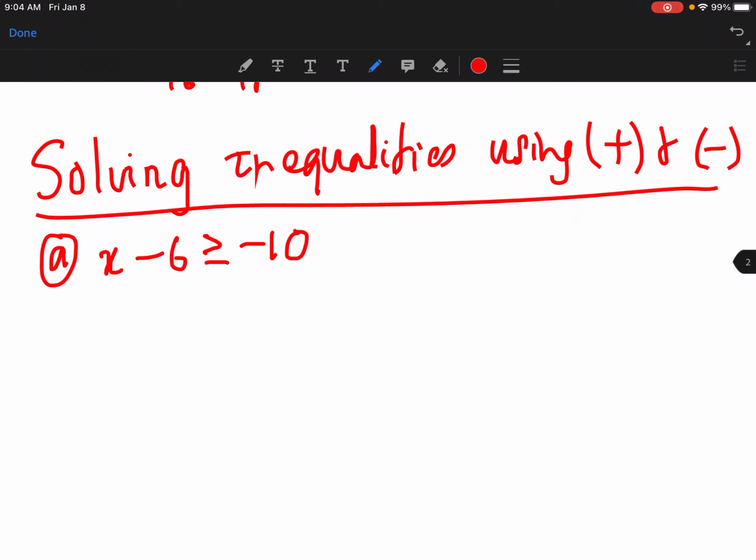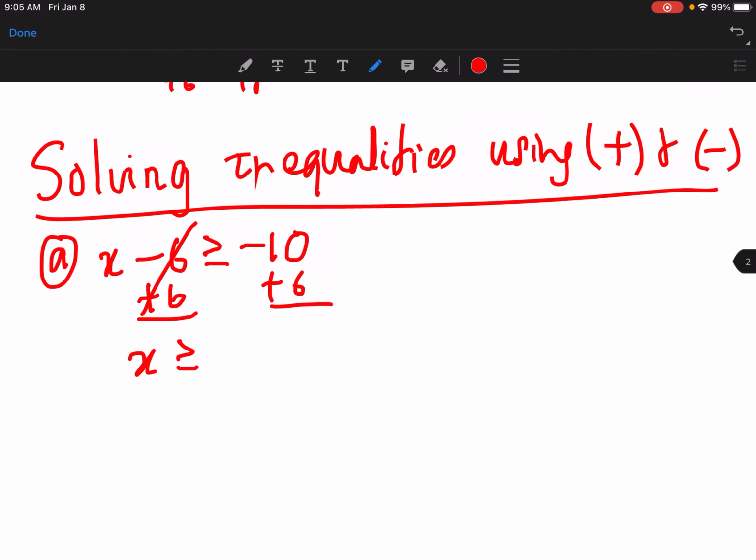So I'm going to need to move my numbers together, variable together, so I have my variable on one side, number on the other side. Looking at this example, I have x minus 6 greater than or equal to negative 10. So to move my numbers together, I need to add 6 to both sides, so that I have x on one side and my number negative 4 on the other side. So x is greater than or equal to negative 4.